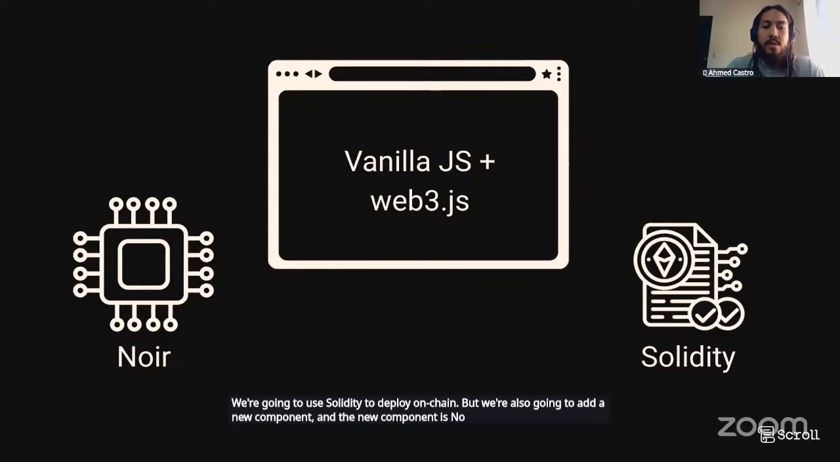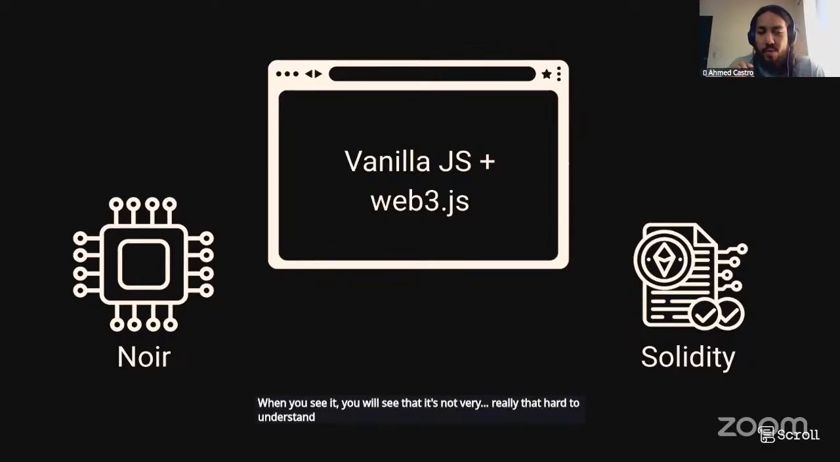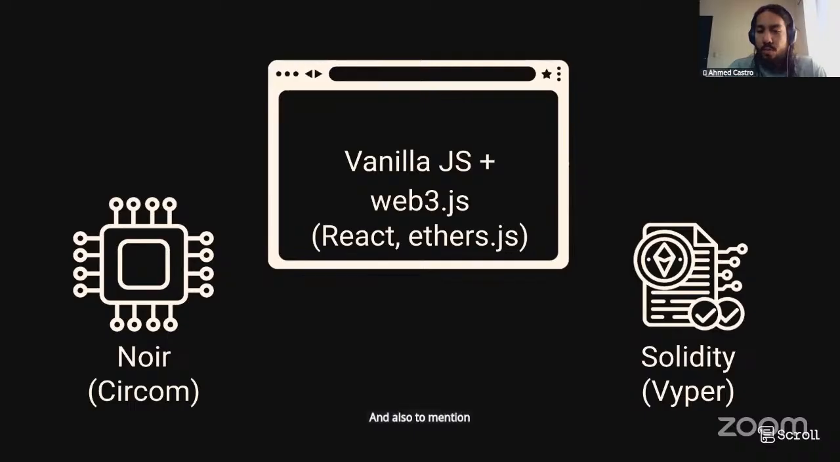In this case, Noir is a circuit language which is super similar to a programming language, and I know you will feel very familiar with it. When you see it, you will see that it's not really that hard to understand. You just need to know a couple of tricks that I'm going to show you, and you will be set to get started. And also to mention, this combo that I mentioned here is not the only combo, of course.